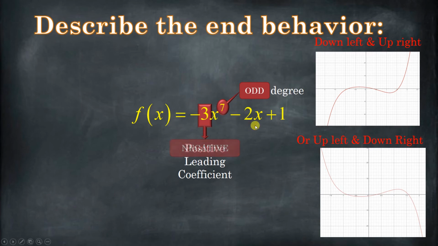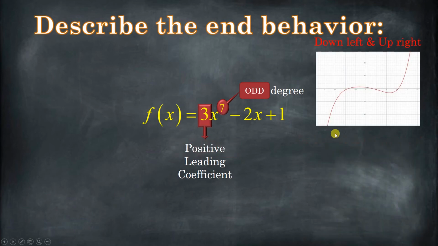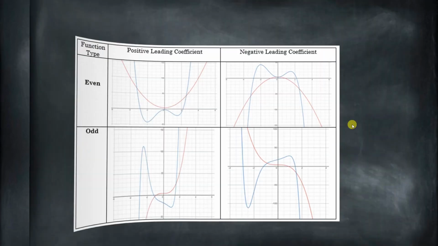Well, here we have a negative leading coefficient, which means it's going to go up left and down right. Whereas if it was a positive leading coefficient, then it would go down left and up right. So there's this fancy little chart right here.